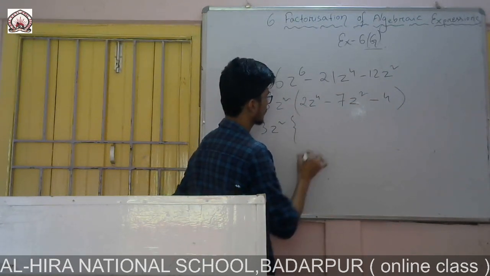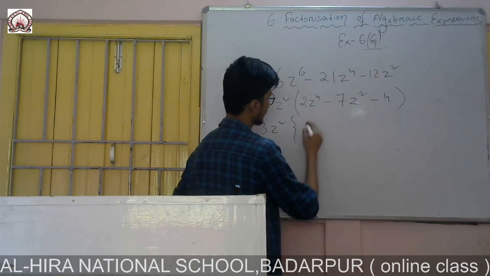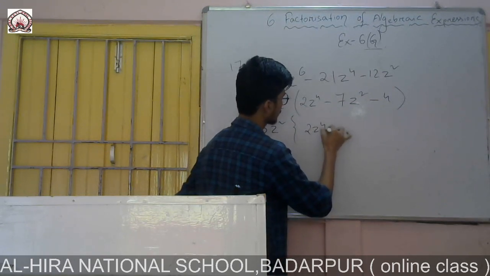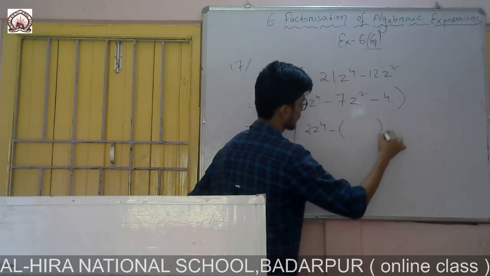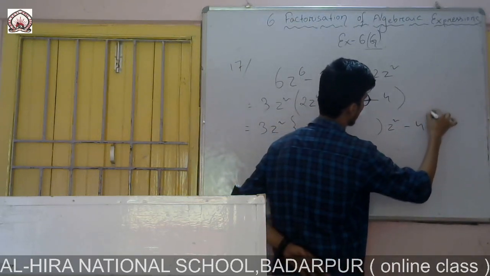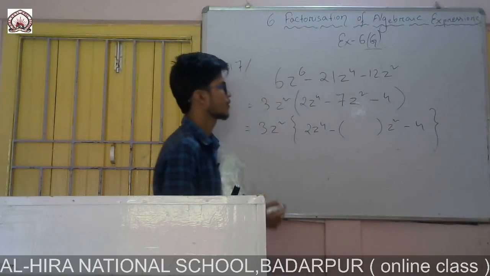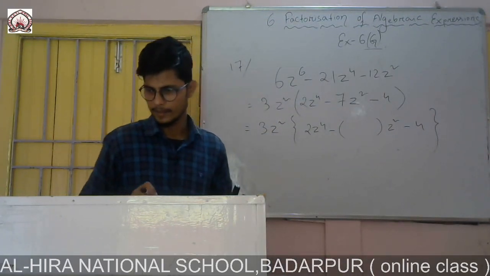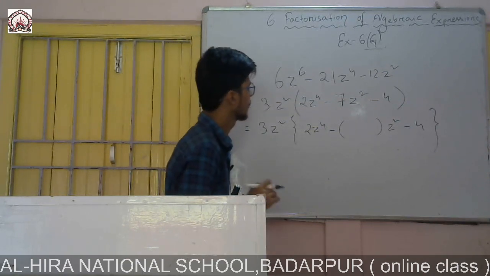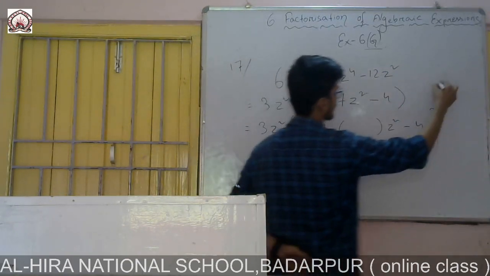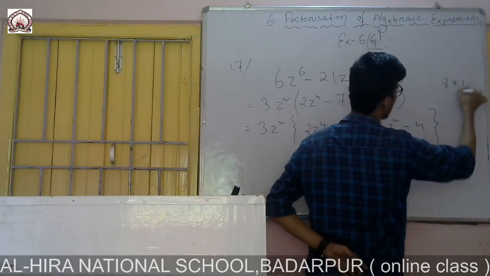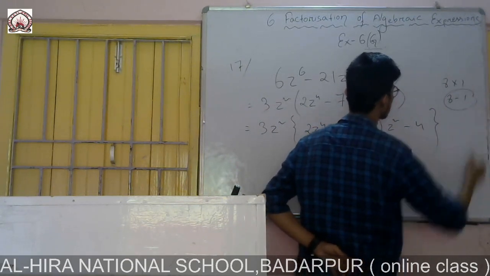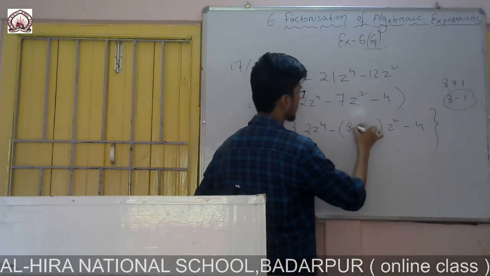So simply I will convert. From here you see 2z to the power 4 minus, you give one bracket, later on you will write minus 4. So 4 2s are 8. So 8 I can write as 8 into 1, and 8 minus 1 is 7. So in place of 7 I can write 8 minus 1.